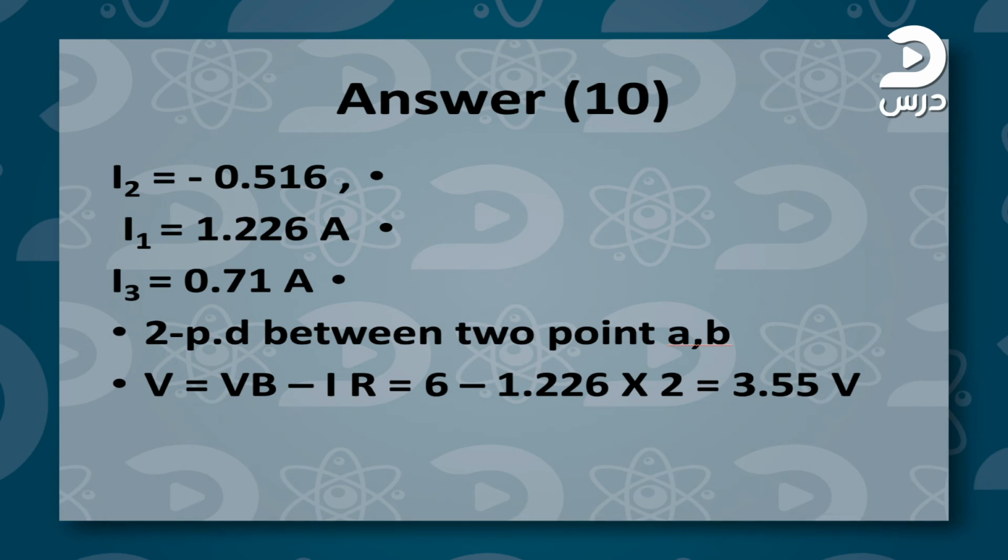I2 negative 0.516, I1 1.226 ampere, but I3 0.71 ampere. Potential difference between 2 points A and B: V equal VB minus IR, 6 minus 1.226 multiply 2 equal 3.55 volt.